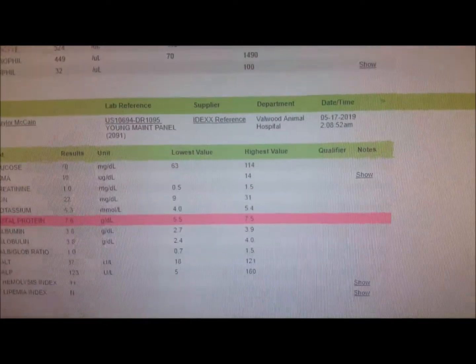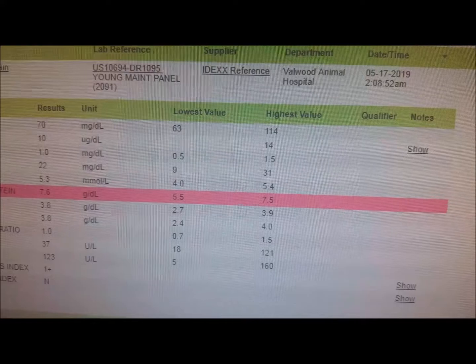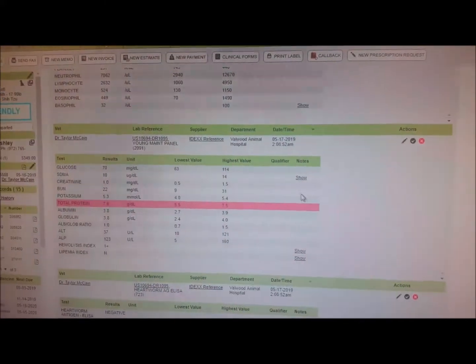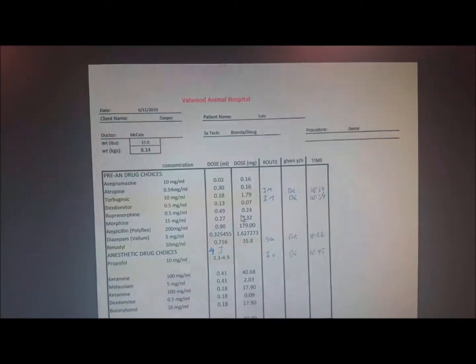This is where we know she got her lab test. It was a CBC, and she also got her chemistry, and we got her glucose values, SDMAs, and potassium. We can see that her total protein is a little elevated, but it's not way past normal levels, so she was still considered a good candidate for that dental procedure.